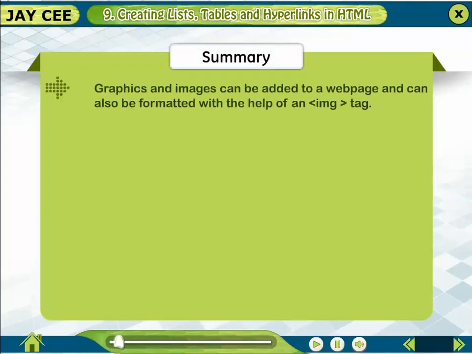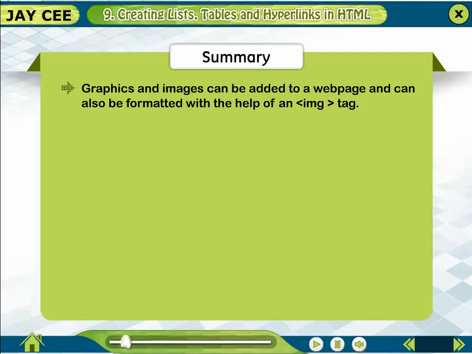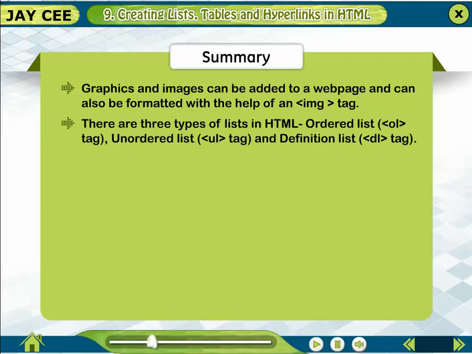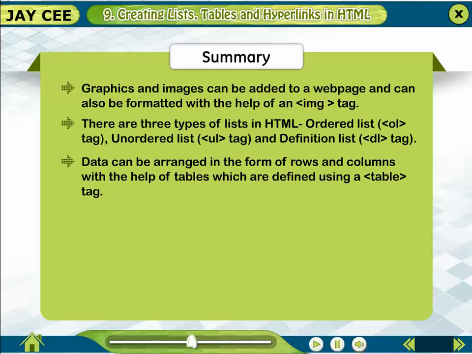Summary: graphics and images can be added to a web page and can also be formatted with the help of an <img> tag. There are three types of lists in HTML: ordered lists, <ol> tag; unordered lists, <ul> tag; and definition lists, <dl> tag. Data can be arranged in the form of rows and columns with the help of tables which are defined using a <table> tag.